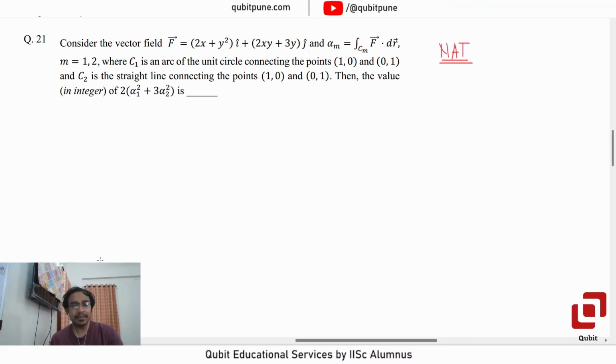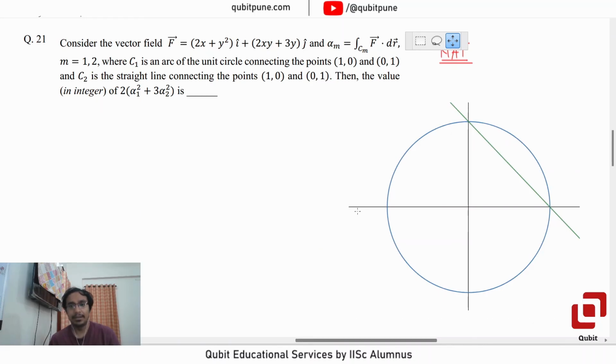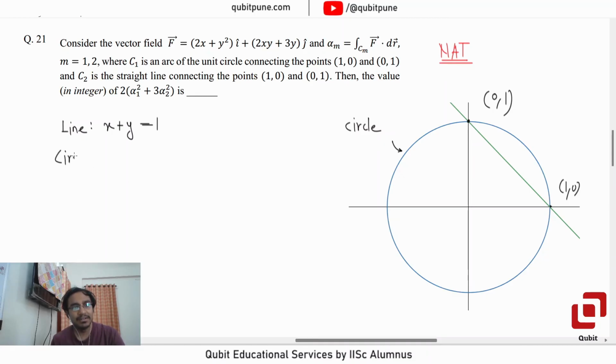Now let's draw the figure first. So this is it. We have x and y axis. The blue one is our unit circle. This is our point (0, 1). This is our point (1, 0). So clearly the green line will have its equation x plus y equal to 1, and our unit circle will have its equation x squared plus y squared equal to 1.